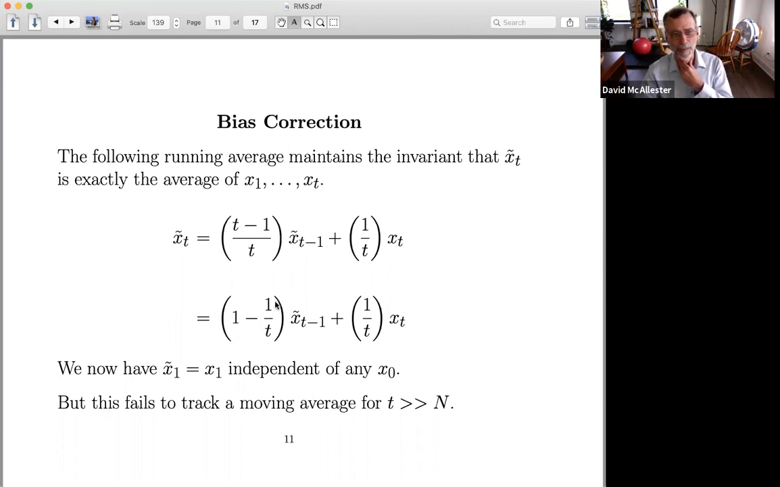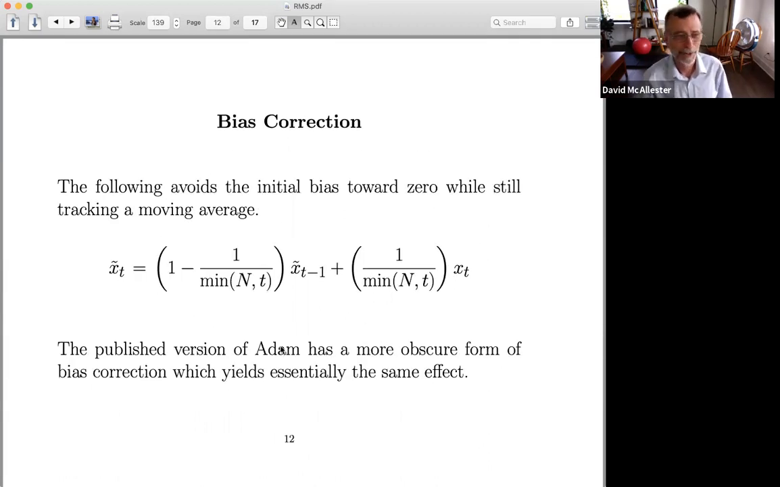This is just the same as 1 minus 1 over t plus 1 over t. So it is a convex combination of the same form that we use in a running average, but the t is increasing with time. Now this is going to stop being a running average when t gets large compared to n. So there's this simple thing you can do. You just take this convex combination and you make this the min of n and t, right? So up until n, you're getting a running average of everything you've seen so far. And once you get to n, you switch to the running average that's analogous to the rolling average over n.